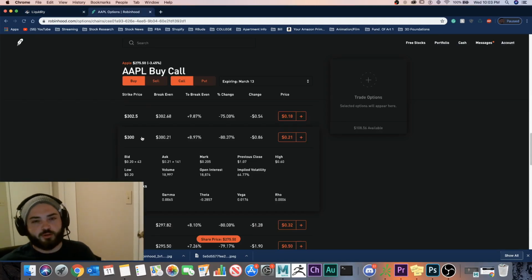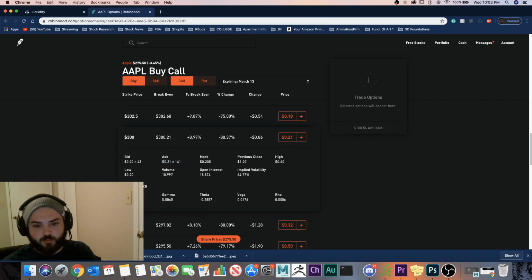I use Robinhood to trade, just so you know, and then I use Thinkorswim. I highly recommend using Thinkorswim to do your research and to scan for options that would be good value for you. I found this one through Thinkorswim, and we're looking at it on Robinhood here. We see the bid is currently at 0.20, with 43 buyers, and then the sellers at 0.21, and there's 141 of those.